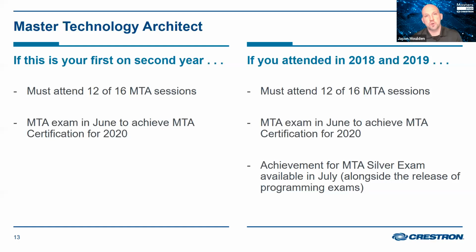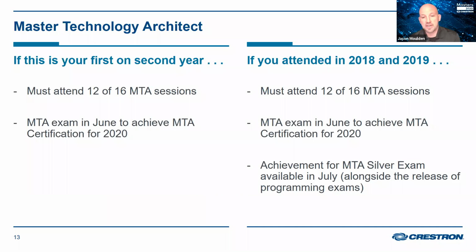So if this is your first or second year of attendance or participating in the MTA track, as Rich mentioned, you want to attend 12 of the 16 sessions live. The live component is where we're performing our reporting to give you credit for attendance in those classes. The other part is, if you complete those minimum of 12 of 16, sometime in the middle to end of June, we're going to supply an exam, which will be the MTA exam. And at that point, you'll be able to achieve your MTA certification. We track it in the same method as we track our certification of programming.